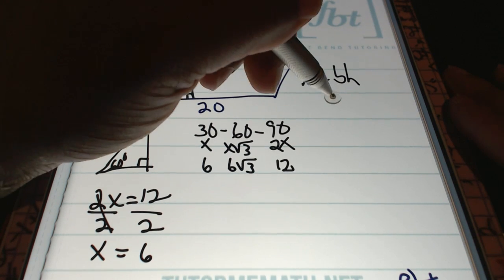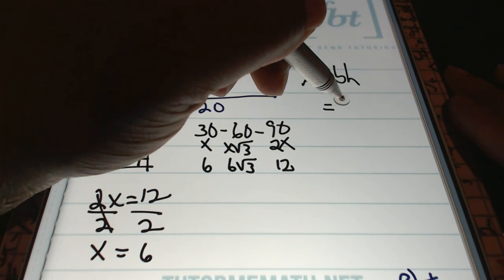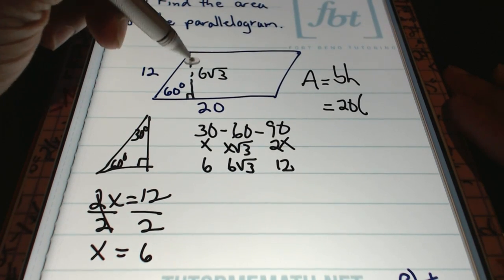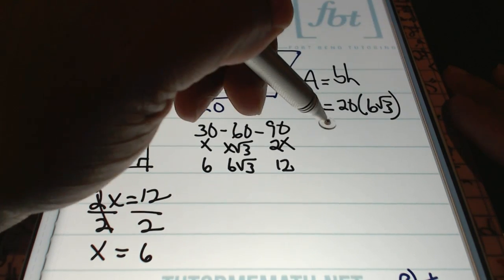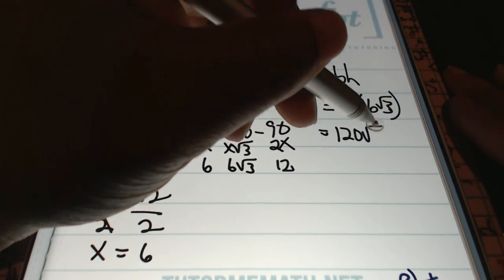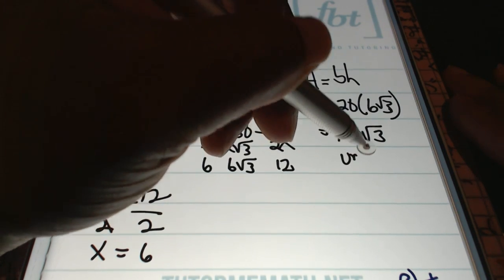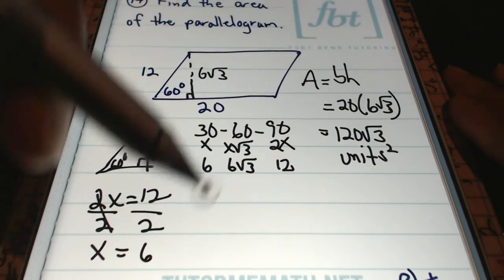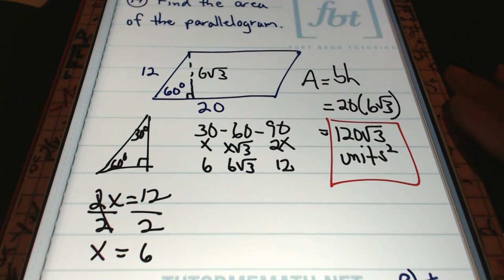And going back to our formula for the area of a parallelogram, we have the base, which has a length of 20, times our height that we just solved for, which is 6 times the square root of 3, to give us a result of 120 times the square root of 3 units squared, guys. And this is the answer for problem number 14. Yeah, it is. There we go.